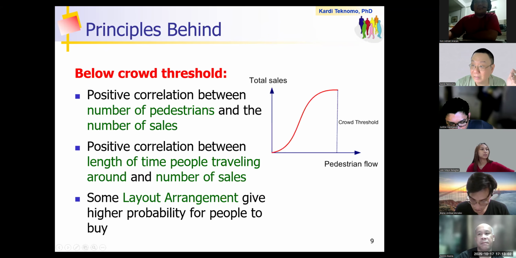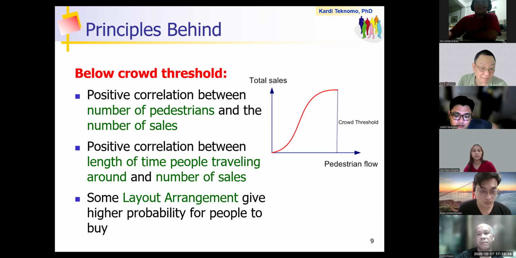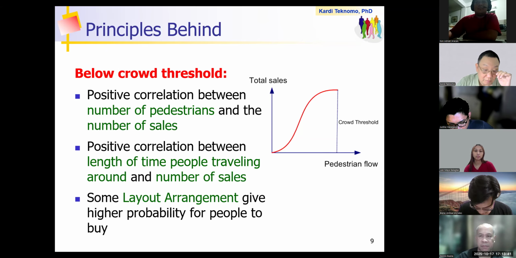The principle behind is that you can see this kind of curve. What we now know as common sense is the correlation between the number of pedestrians, as well as the time people travel around, and the number of sales. This is the pedestrian flow on the horizontal axis, and on the vertical axis is the total sales. Up to a certain level of crowd, the more pedestrians coming to the business environment, like a mall or supermarket, the higher the probability they will buy.